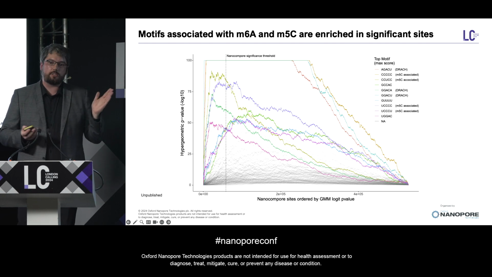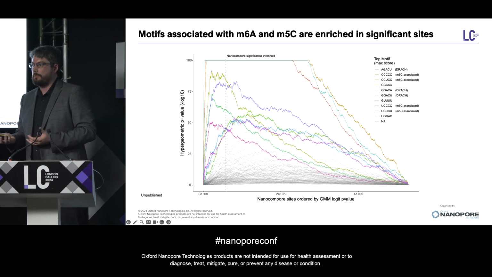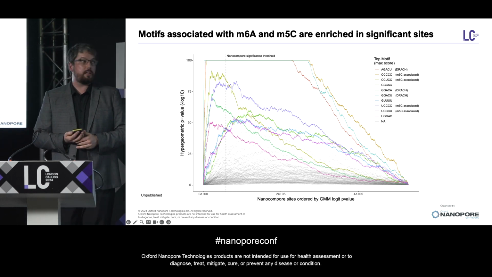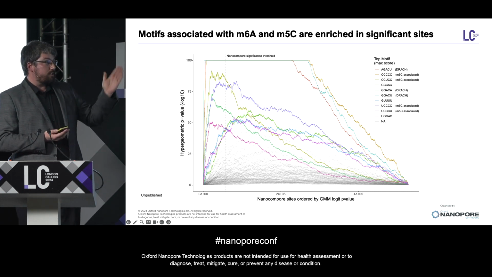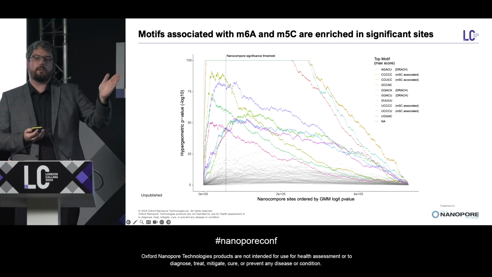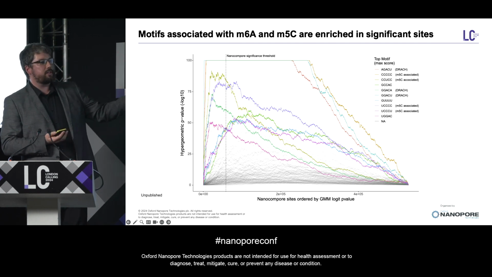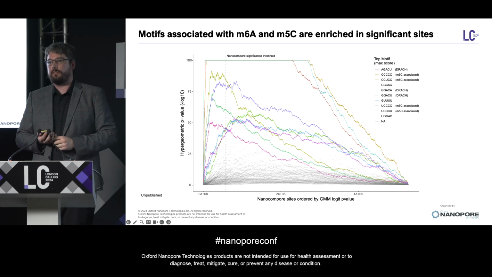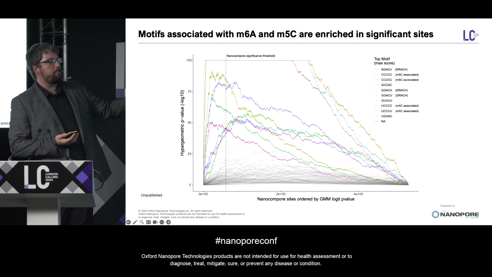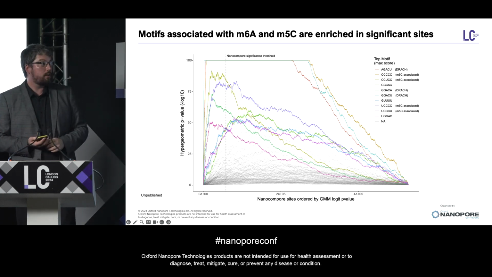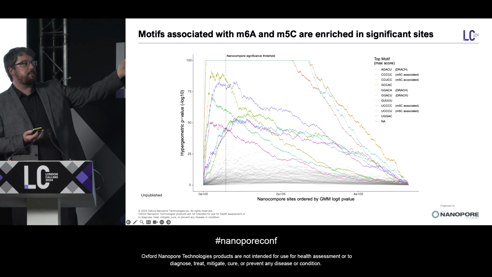And so here's just looking at some of the motifs in k-mers that we found from this analysis. This is a Sylamer analysis where we ranked the k-mers that we found that were significant from the most significant to the least significant p-value from Nanocompore. And then we have the hypergeometric p-value here on the y-axis. I'm just highlighting here the top 10 motifs that we found.